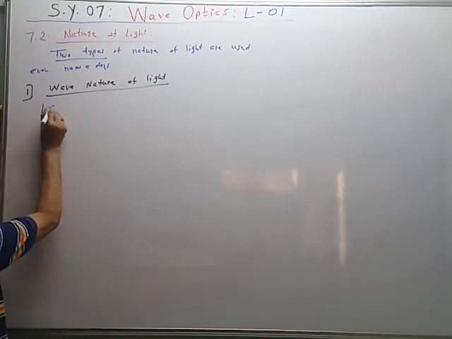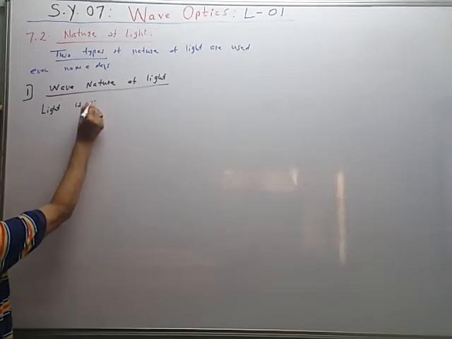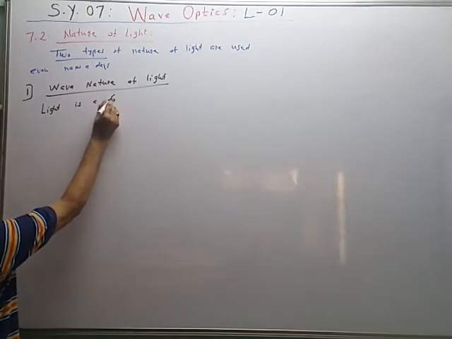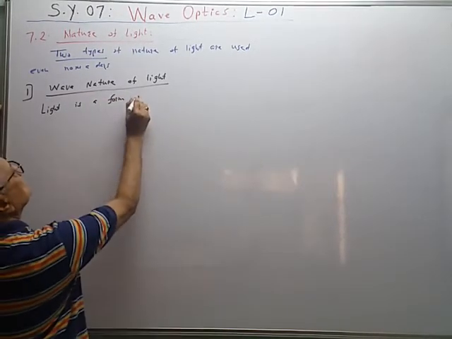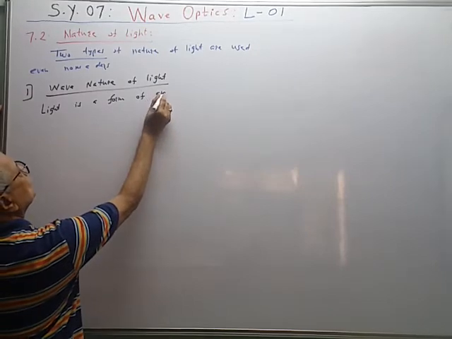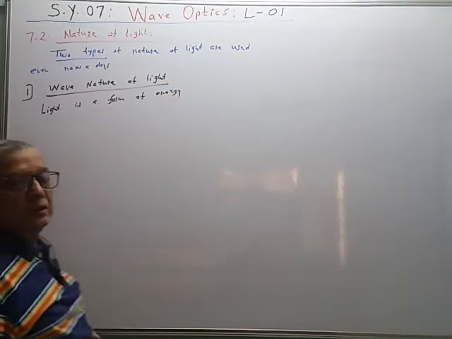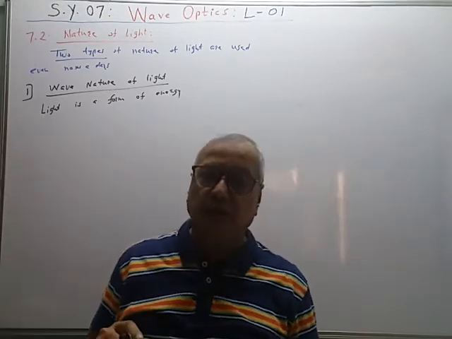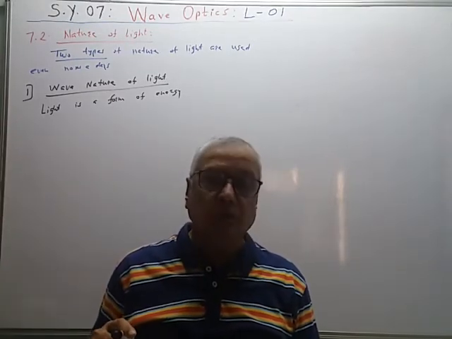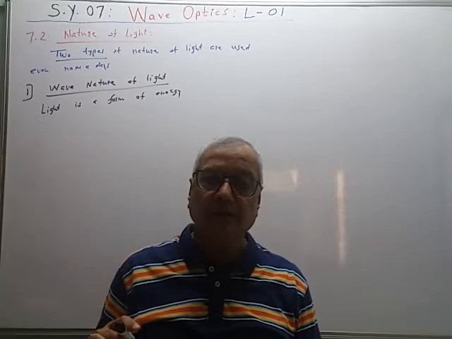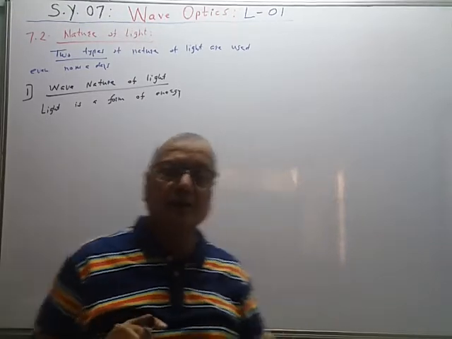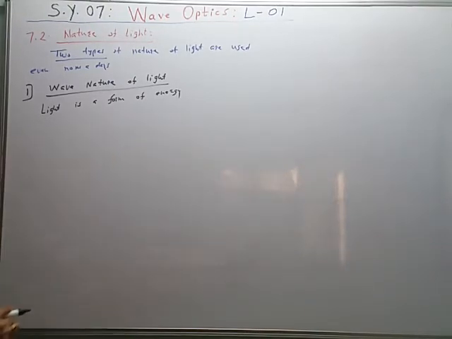Light is a form of energy. We know different forms of energy: light energy, sound energy, heat energy, electric energy, mechanical energy, kinetic energy, potential energy. There are different types of classification of energy.